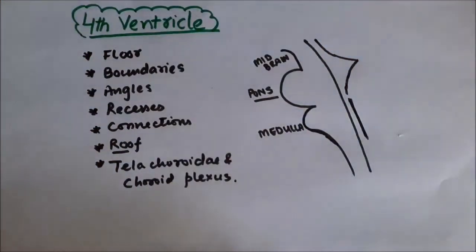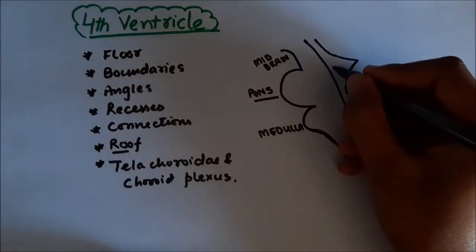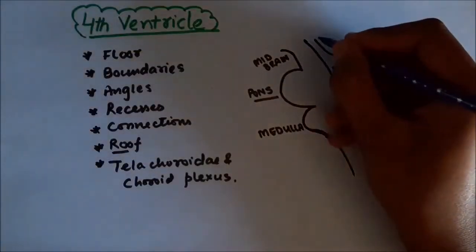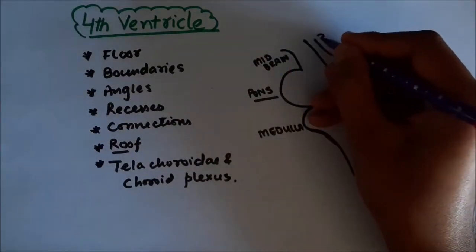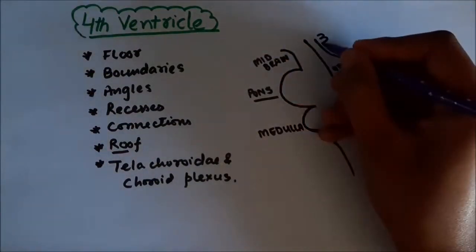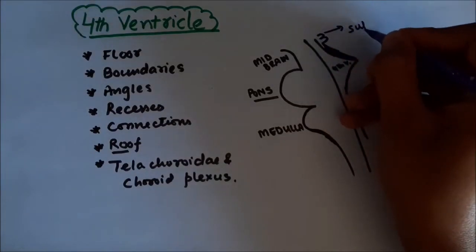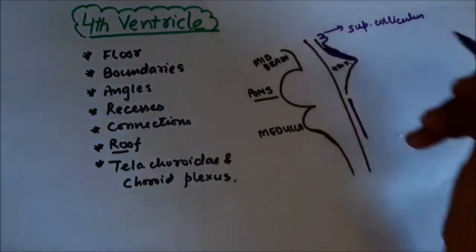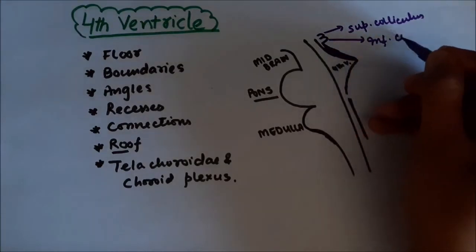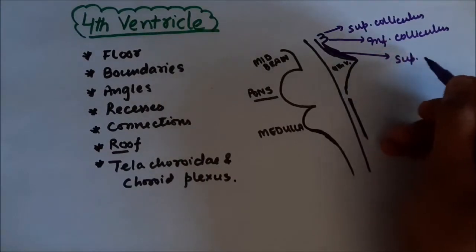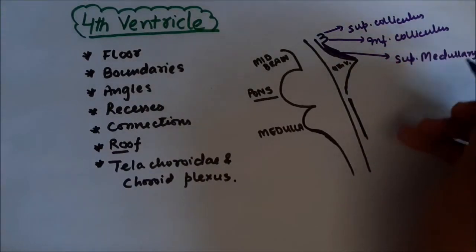So this is the fourth ventricle and this is the cavity of the fourth ventricle. The fourth ventricle has a foramen called the median foramen. We'll get to that later on. Now the midbrain has two structures called the superior and inferior colliculi, and this structure is called the superior medullary velum. It is a thin sheet of white matter. So superior colliculus, inferior colliculus, and this thin sheet of white matter called the superior medullary velum.